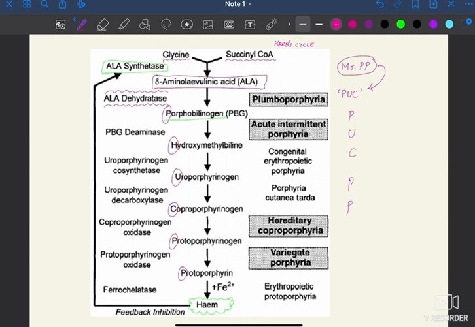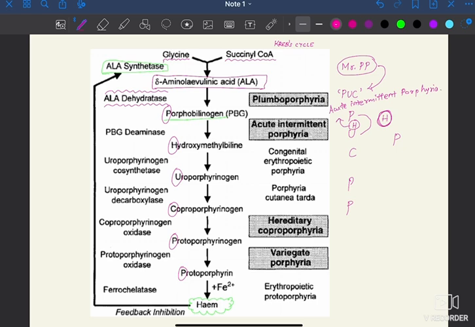So here you have to remember an extra one, that is hydroxymethylbilane. This hydroxymethylbilane you have to add in between porphobilinogen and uroporphyrinogen. This is because it plays an important role in one disease which is known as acute intermittent porphyria. If you remember this H separately, you can remember this disease easily. Other porphyrias are important, but this is much more important than the other porphyrias. So you have to remember this.